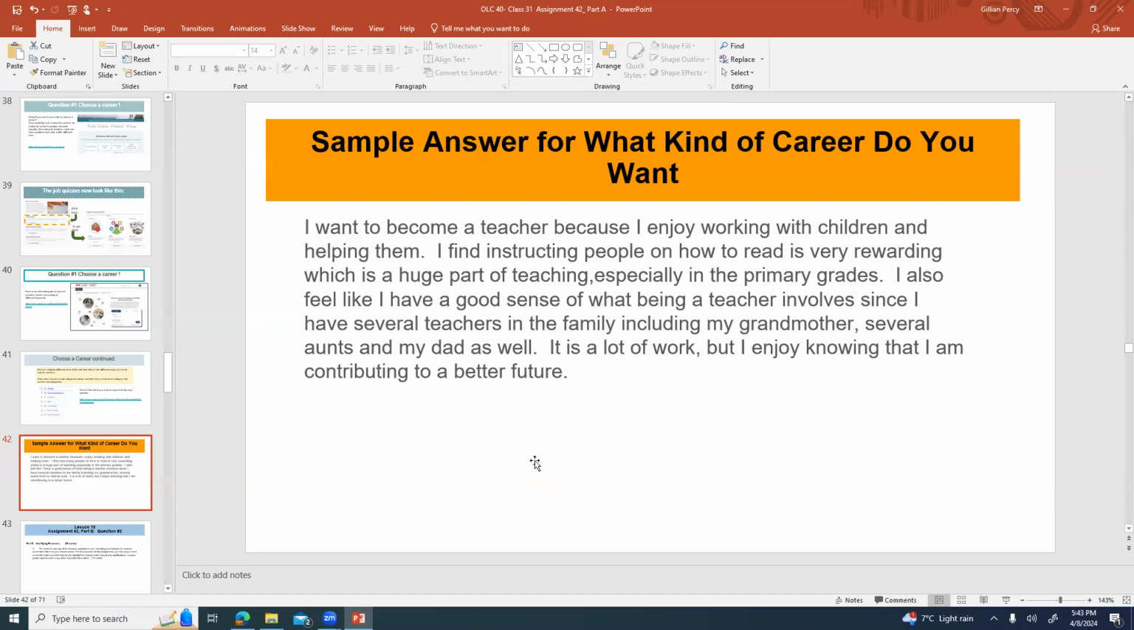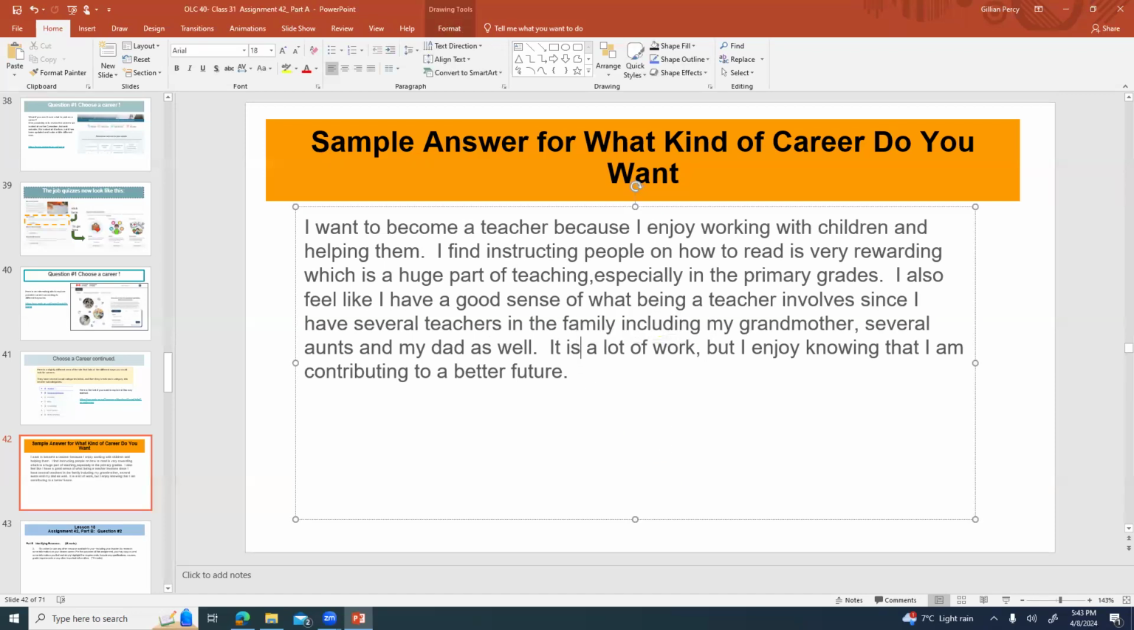Now, if I was revising this, I started off talking about the future, and then I switched over to talking about what I'm doing now. So I would want to change that so it was all the same. It will be a lot of work, but I would enjoy knowing that I am contributing, or might be contributing, to a better future. Okay. And I didn't even notice that.